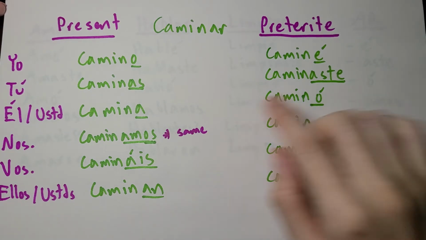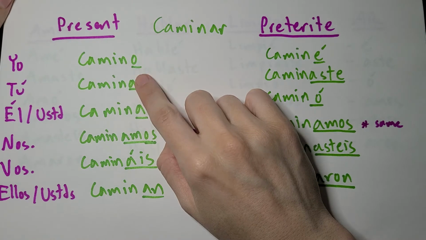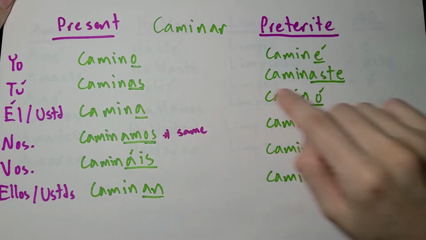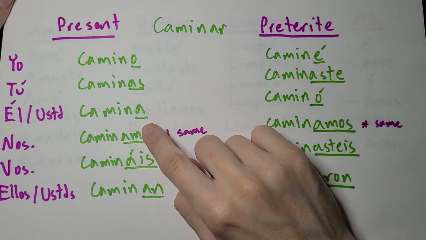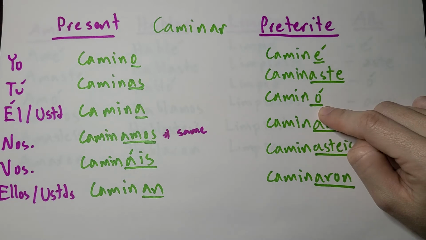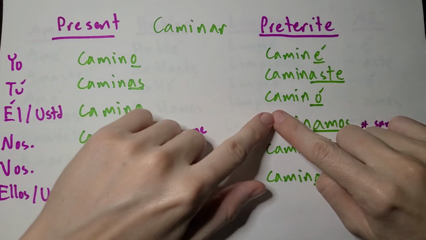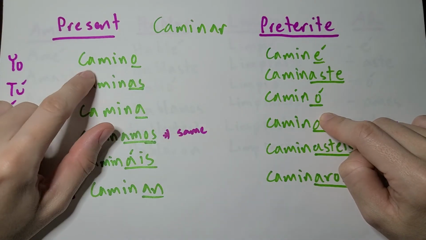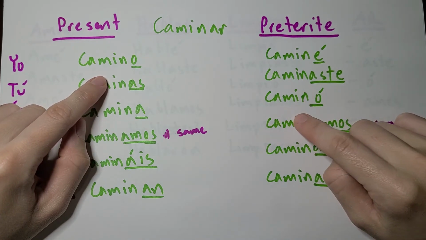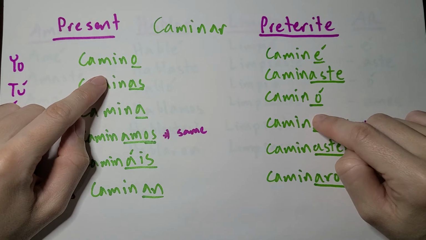Okay? So, the yo, instead of getting an O at the end, it gets an E with an accent. Tú, AS becomes aste. Él, instead of an A, you get an O with an accent. So you start to see how important accents are in Spanish. This is spelled the exact same as yo camino, but it's not. When there's an accent on the end, él caminó, the accent is pronounced, it's pretty obvious.